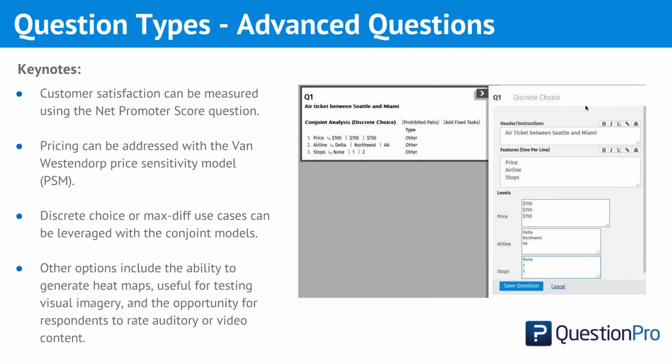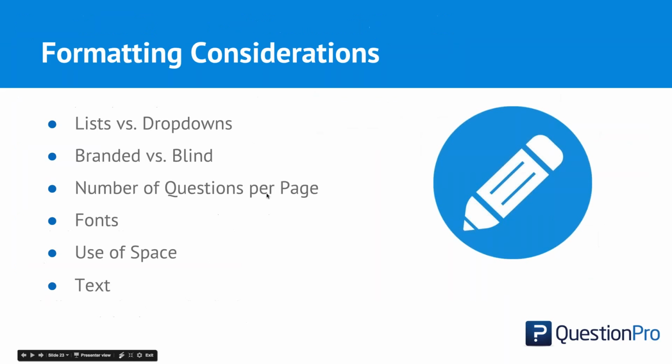You can also do some wonderful things with heat mapping, which is ideal if you're testing visual imagery, such as a magazine cover or a web page, a home page, for example, and using that heat map to see what draws people's attention. So there's some amazing advanced question types here. Each one of these could be a webinar unto itself, but just know they are available to you.